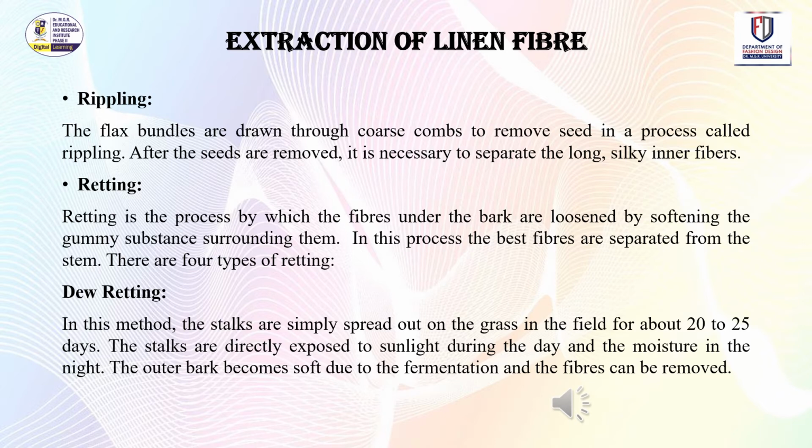Dew retting. In this method, the stalks are simply spread out on the grass in the field for about 20 to 25 days. The stalks are thus directly exposed to the sunlight during the day and the moisture at night. The outer bark becomes soft due to fermentation and the fibers can be removed.